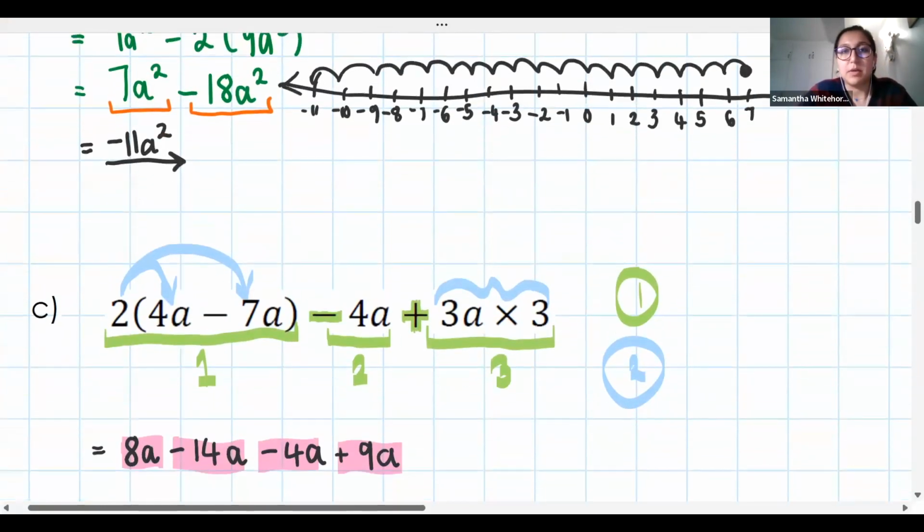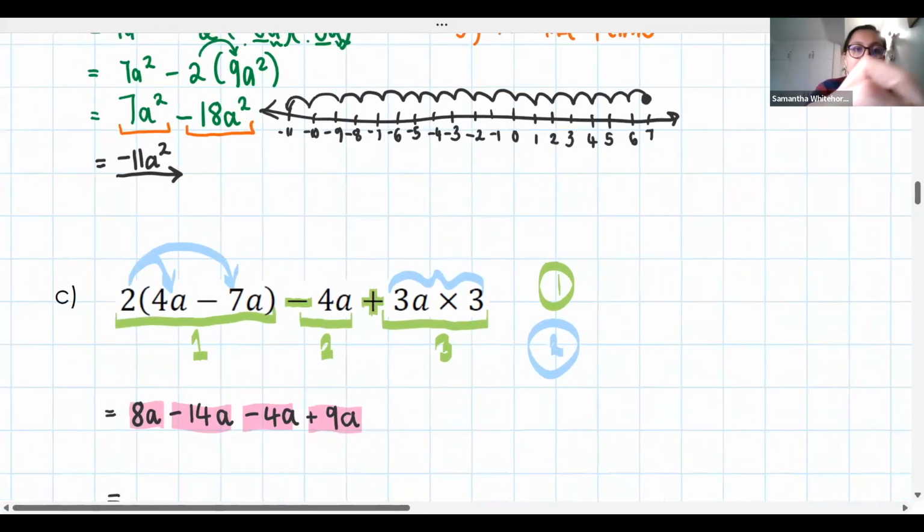I'm just going to use the same number line that I had here because I'm feeling lazy and I don't want to have to redraw. Right, so let's see if I can just copy it.